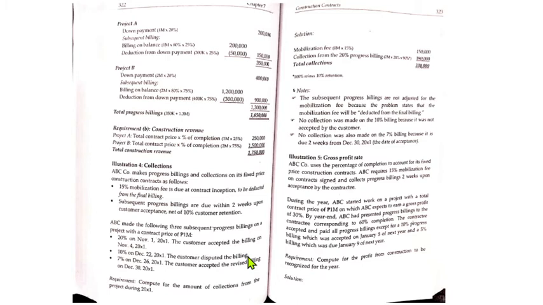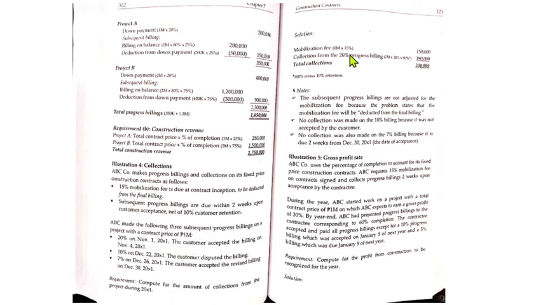Next, 7% on December 26, the customer accepted the revised billing on December 30. Inaccept niya palang December 30, 2 weeks magra-run from the date of acceptance. So, ito hindi na natin maisasama sa collections for 20x1. So, alin lang isasama? Itong 20%.